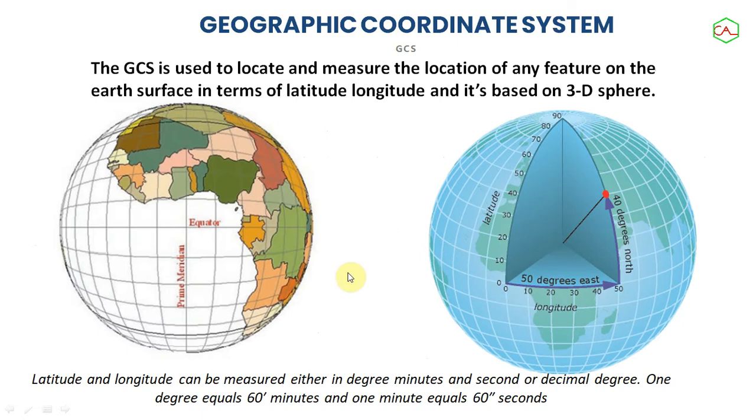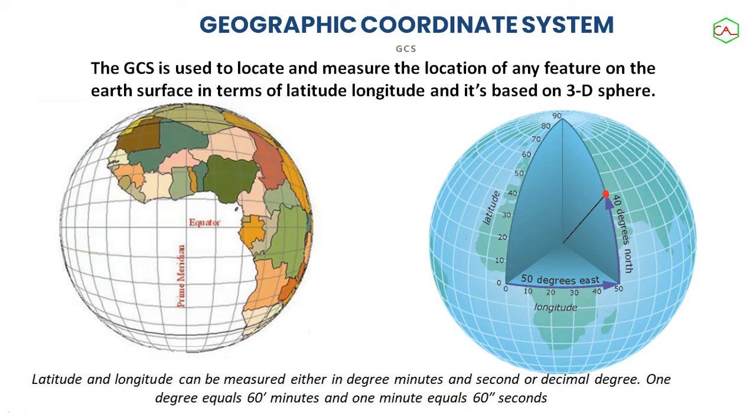So looking at the GCS system, which is used to locate and measure the location of any feature on the Earth's surface in terms of its latitude and longitude, it is based on a 3D sphere. So you can look at this, the latitude actually measures the coordinate from north to south, while the longitude is measured east to west. So depending on where you are working, it is also further divided into quadrants. Latitude and longitude can be measured in either degrees, minutes and seconds, or decimal degrees.